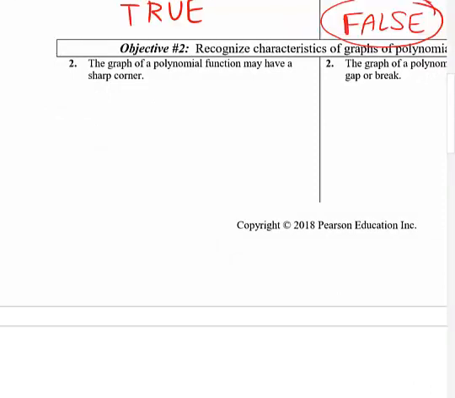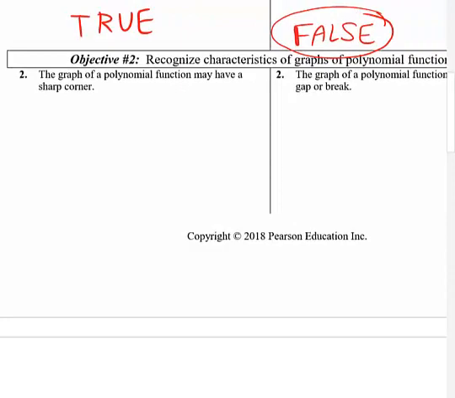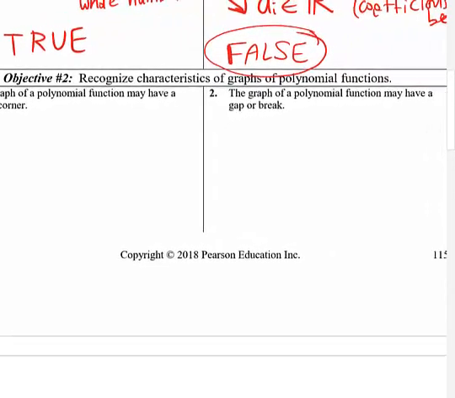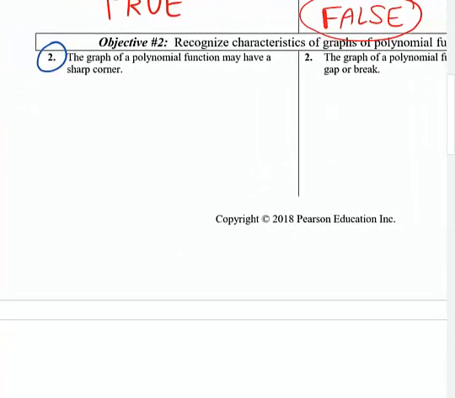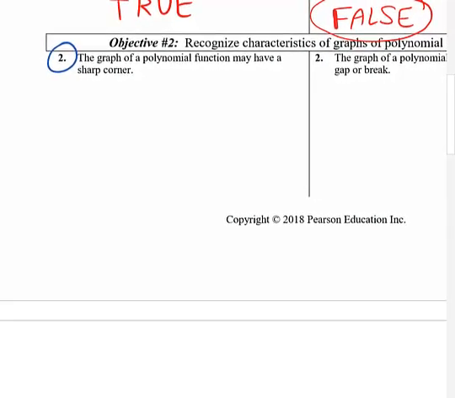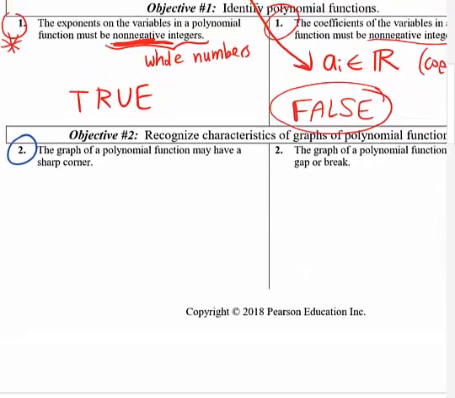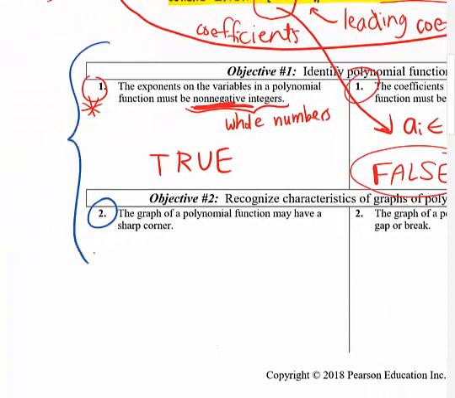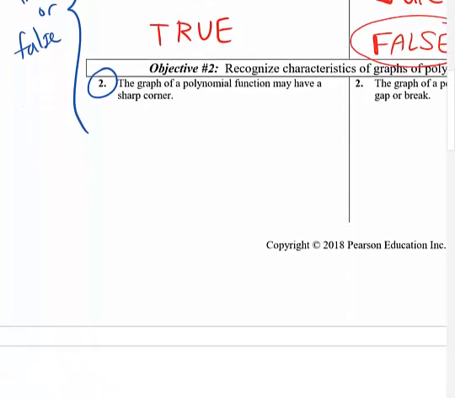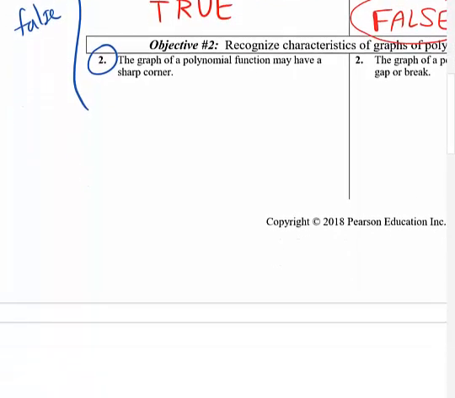The next objective is to recognize characteristics of graphs of polynomial functions. The first problem says the graph of a polynomial function may have a sharp corner. I think these are all true or false. And I look at this one and wonder why they even put it here, because we don't know what the graphs of polynomial functions look like yet, unless you've already taken this class or a similar class.